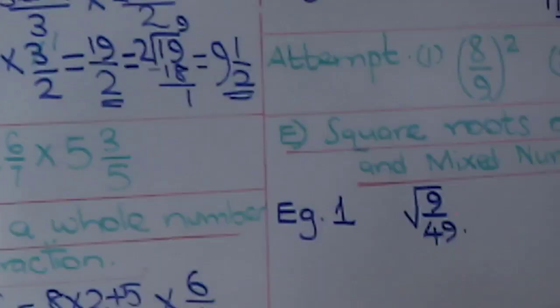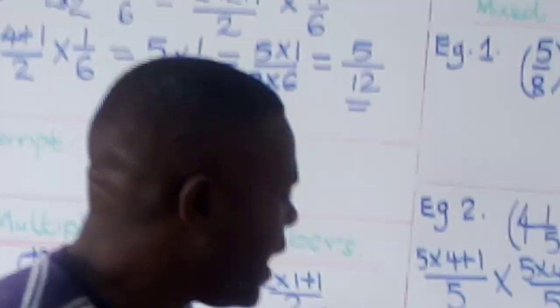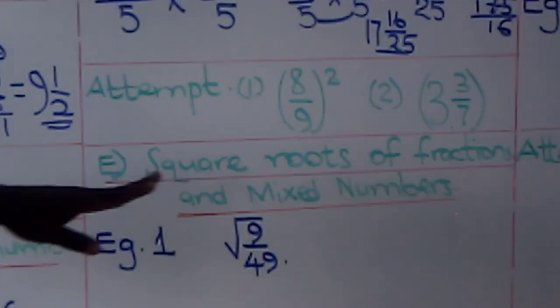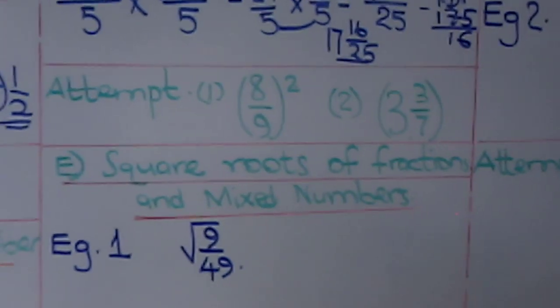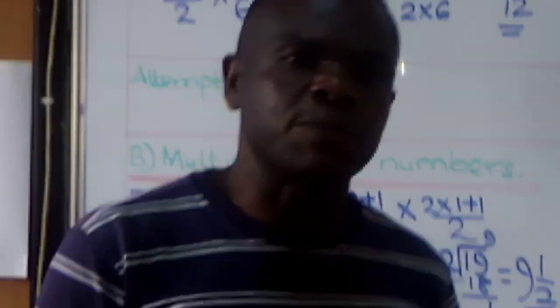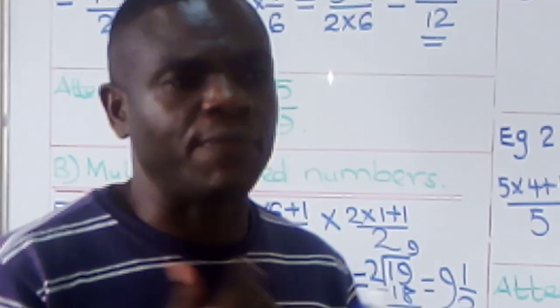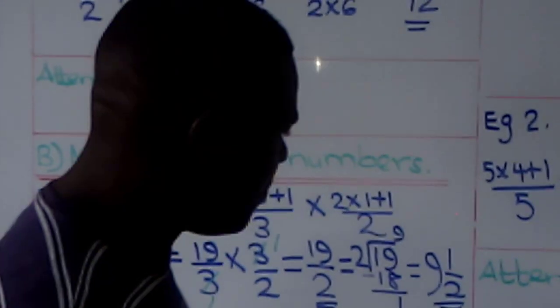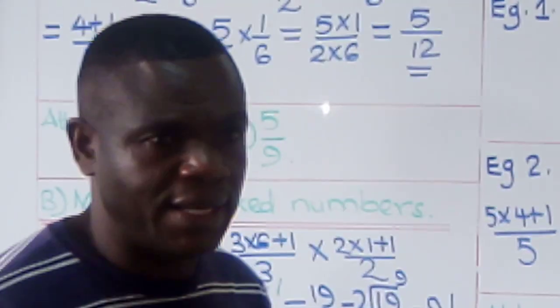Now let's go to square roots of fractions and mixed numbers. A square root of a number is a number that when you multiply by itself, you get that number.